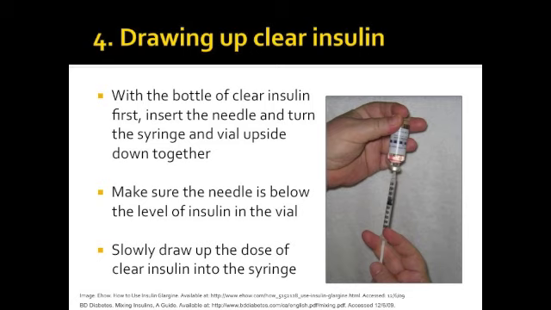With the needle inside of the clear insulin bottle, turn the bottle and syringe upside down together as a unit so that the bottle is now on top of the syringe. Make sure the tip of the needle is below where the level of insulin is. Draw the insulin dose up slowly into the syringe because going too fast will bring in tiny air bubbles.